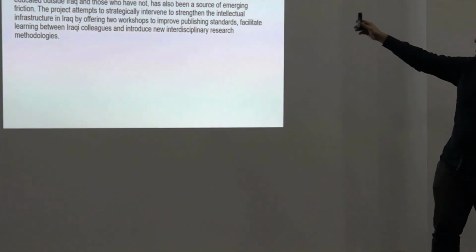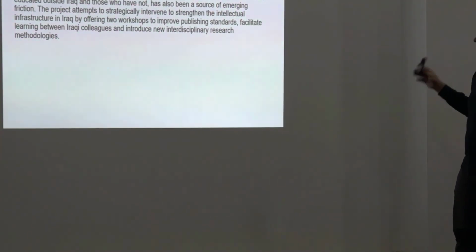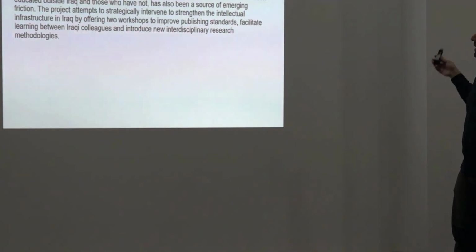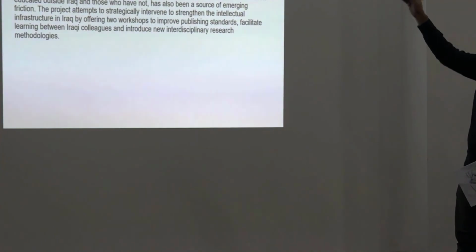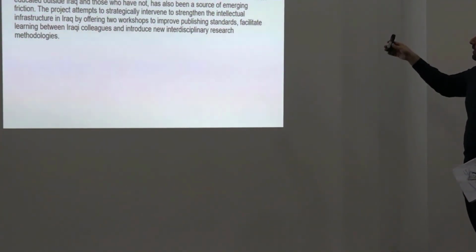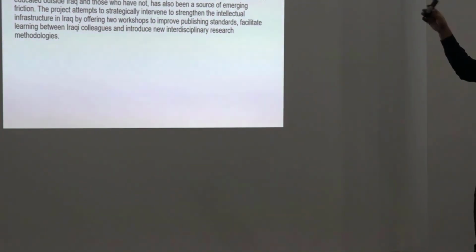Decades of isolation and conflict have detrimentally affected the quality of academic production in Iraq. Compared to its neighbours, the total number of academic articles published in international journals in any given year is remarkably low. Iraq's national educational system has seen few, if any, major reforms since the 1970s. The large majority of graduating academics have had little experience or exposure to interdisciplinary research methods. An emerging gap between a small number of Iraqi academics who have been educated outside Iraq and those who have not has also been a source of emerging friction.